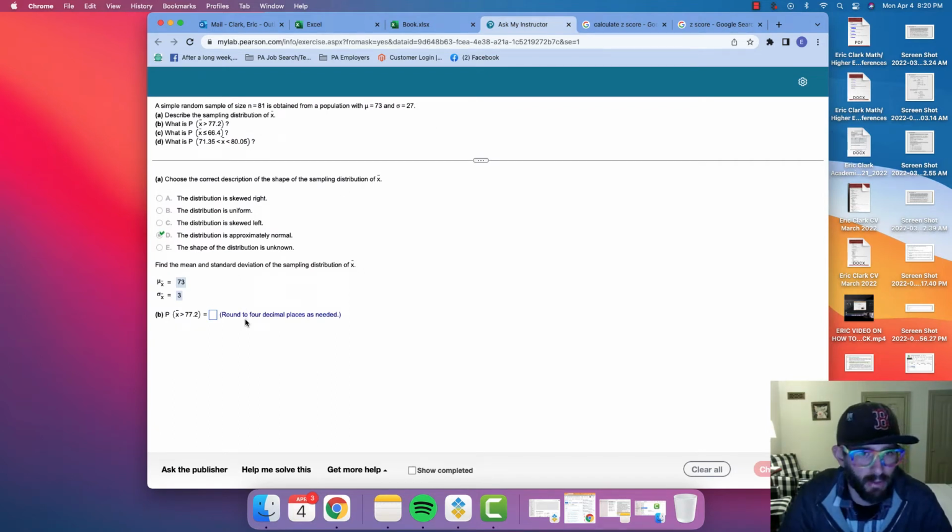So if we go back to this question, it's looking for what is the probability that your x bar, or your sample value, is going to be greater than 77.2. In this situation, we need to calculate the z-score and find the probability for this particular value. After which we are going to find the complement of that, because we are looking for the probability to the right of this particular value.